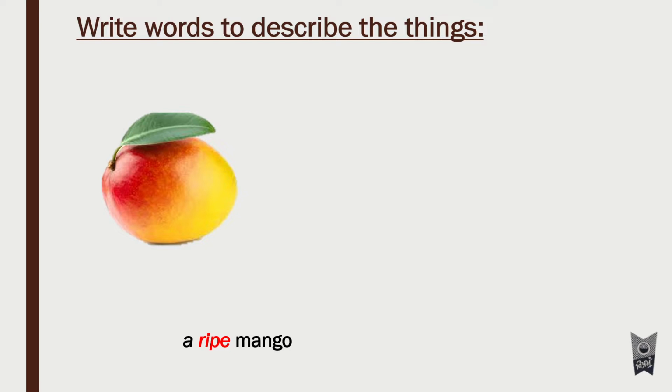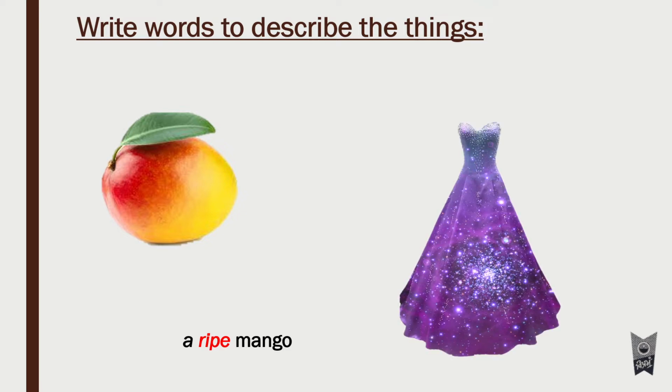Here I have used ripe mango. You can use yellow mango. You can also use sweet mango. Okay. So yellow, sweet, ripe, all these are describing words. Okay, understood? Chalo, look here. Yes, is it not a beautiful dress? How is the dress? It is beautiful.